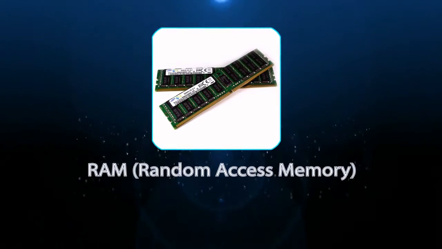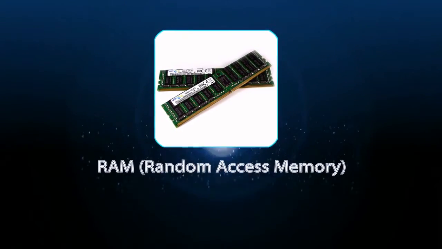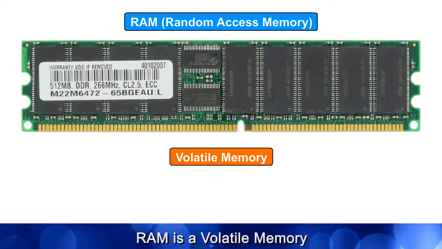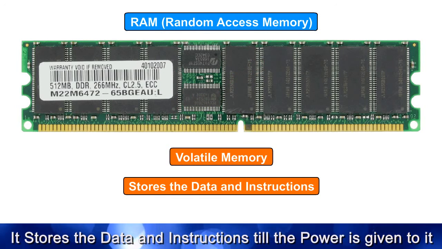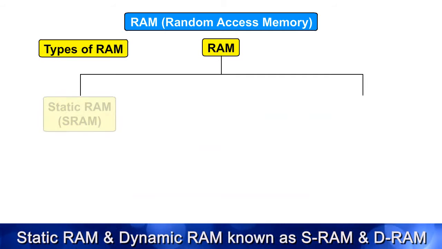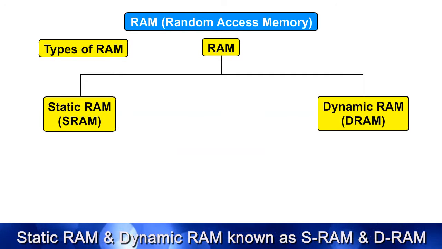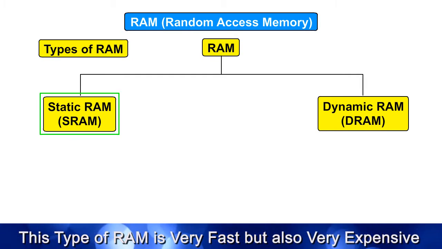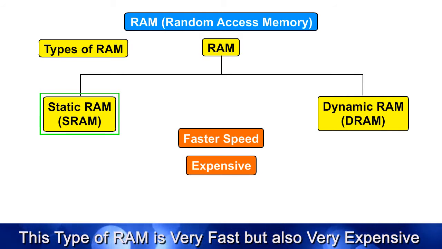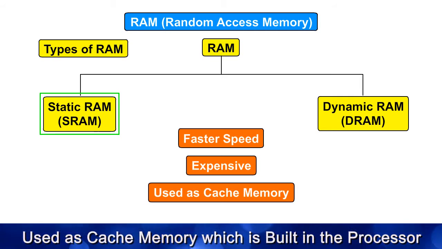RAM, Random Access Memory. RAM is a volatile memory. It stores the data and instructions till the power is given to it. There are two types of RAM, static RAM and dynamic RAM, also known as SRAM and DRAM. Static RAM. This type of RAM is very fast but also very expensive, thus used as cache memory which is built in the processor.